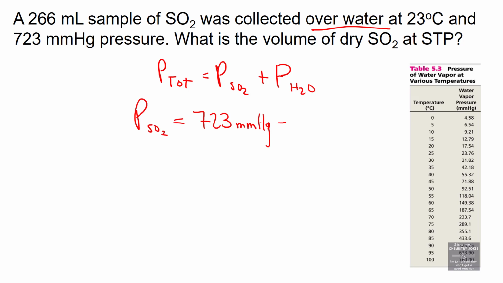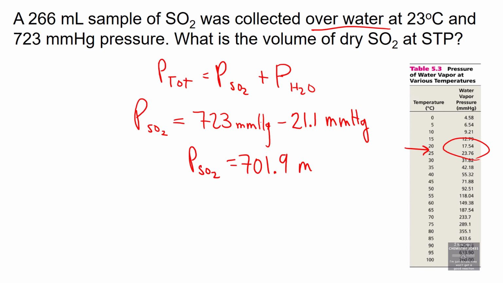My P total is 723, and at 23 there's no real number, but my previous estimate that I have written down is 21.1 millimeters of mercury. I don't remember if I looked that up in a different table or if I just estimated it right there. Maybe I did average these numbers and figure out what the 23 would be approximately. I just don't recall. Sorry. So my pressure of SO2 is 701.9 millimeters of mercury.